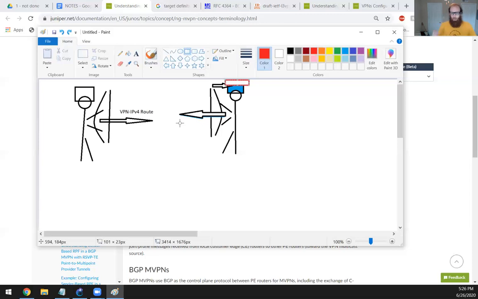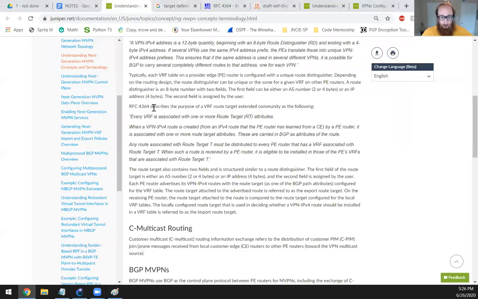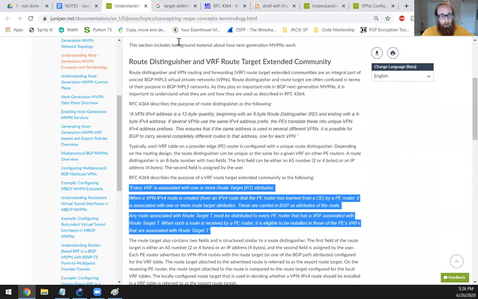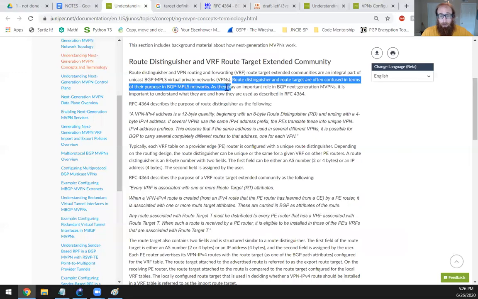So hopefully this is helpful. More importantly, hopefully this is accurate. If anyone knows if this is accurate or inaccurate, please let me know in the comments. This is my best understanding of what's going on based on my reading here, but I'll be honest, I'm pretty confused, and the sentence I understand the most of everything I've read so far is this sentence here. Route distinguisher and route target are often confused in terms of their purpose in BGP-MPLS networks. That one I understand. I totally get what that sentence is all about.